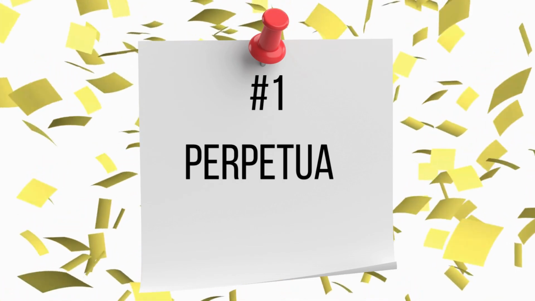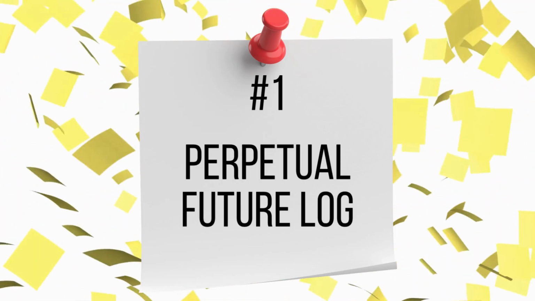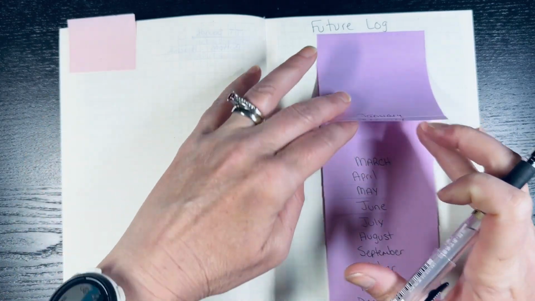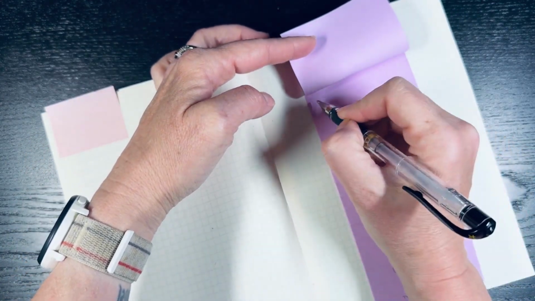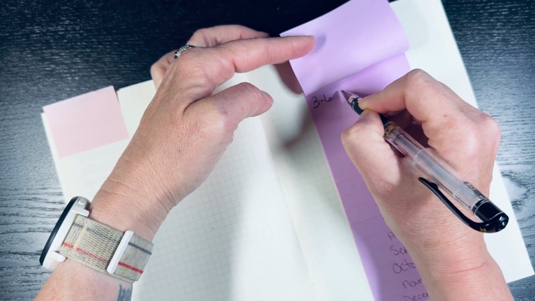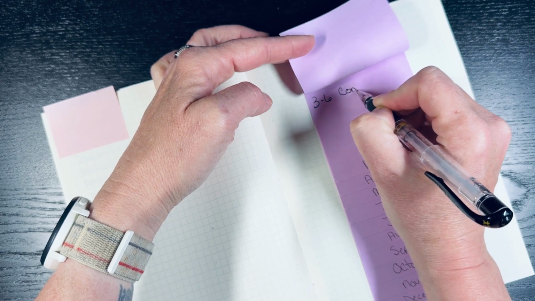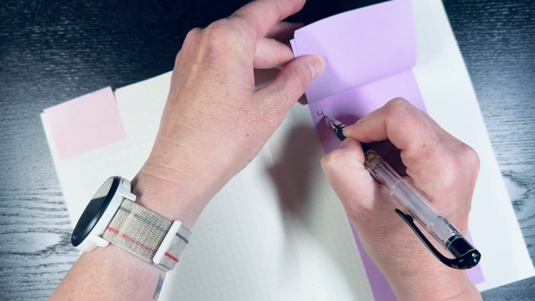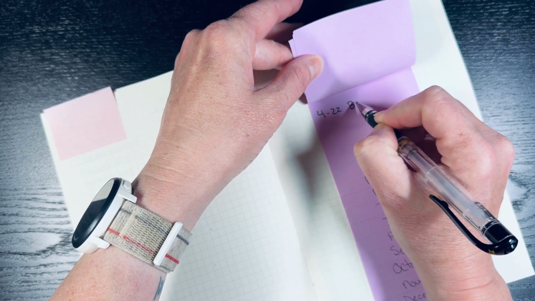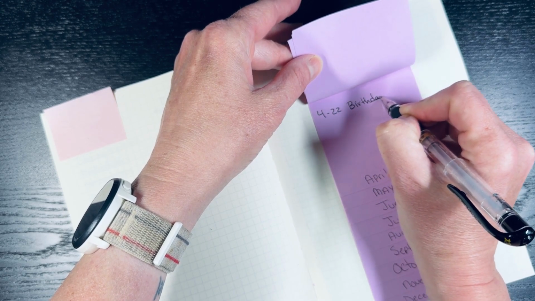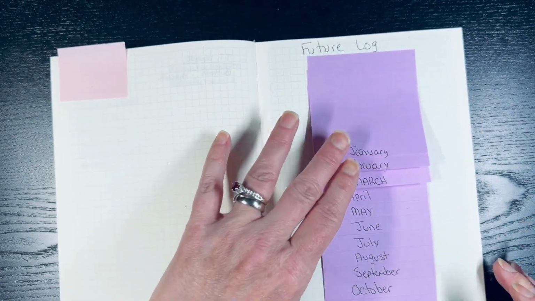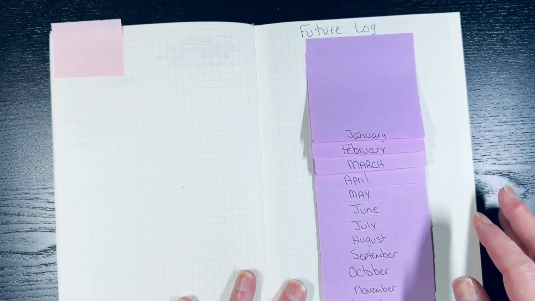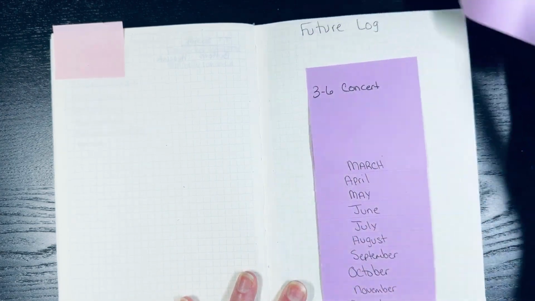Number one, create a perpetual future log in your planner. This is a fantastic way to keep your future log contained to a single page in a bullet journal because you can have the whole year in front of you, and as months go by, you just remove the months and put a new month underneath. So it's constantly moving and it's constantly there, and you're not having to draw out spreads across multiple pages.